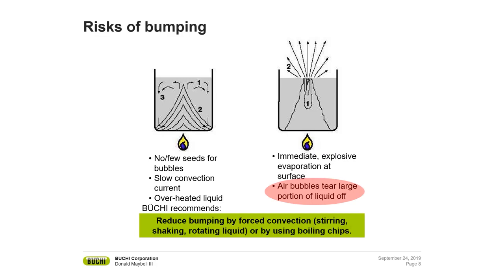So it's important that you reduce the bumping by either rotating. So we rotate the flask in rotary evaporation, and then also pulling a slower vacuum on your system. So don't pull down to the set vacuum all at once, do it gradually.